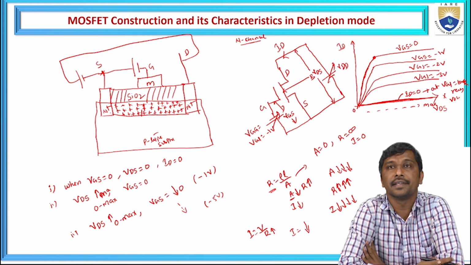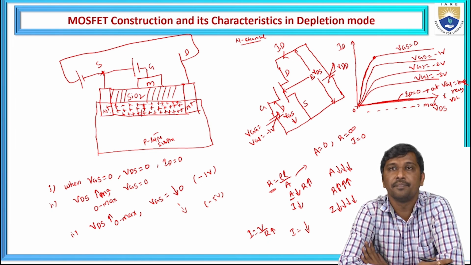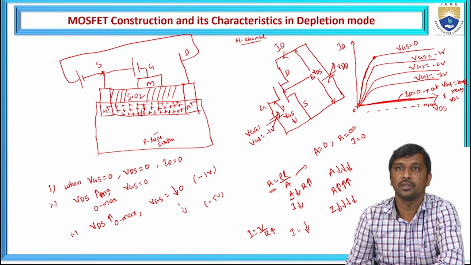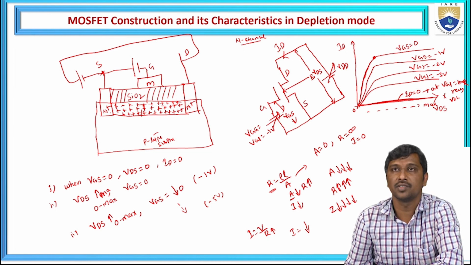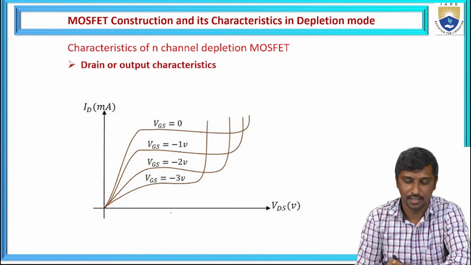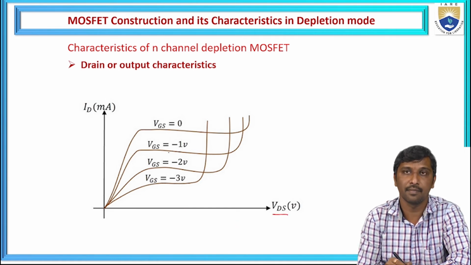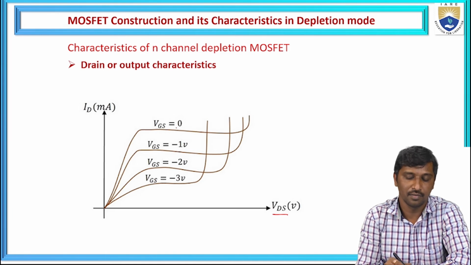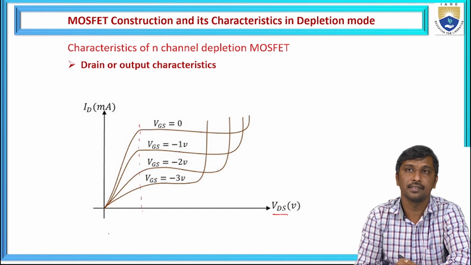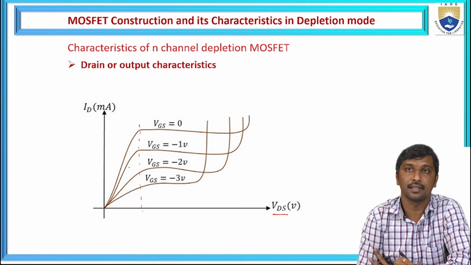This region is called the pinch-off region. These are the drain characteristics. Based on all these analyses and conditions, I have drawn the drain characteristics. In this case, the x-axis represents VDS. What we discussed, I represent graphically. When VGS is decreased from 0, the drain current decreases. Now we need to identify some regions in these characteristics.